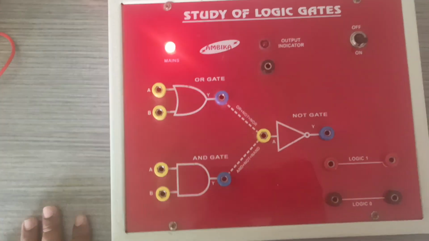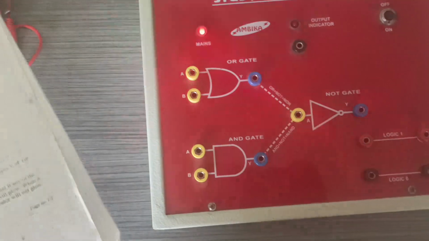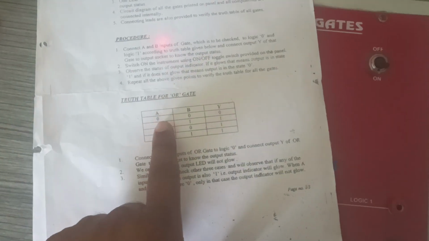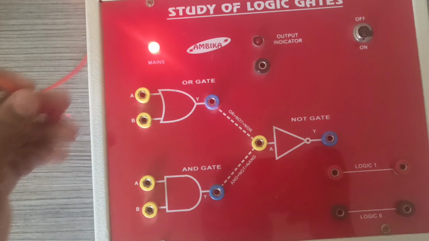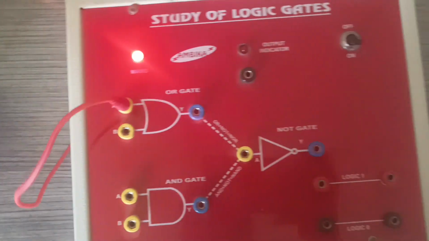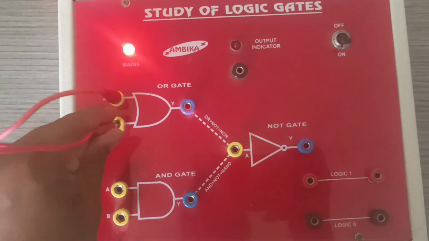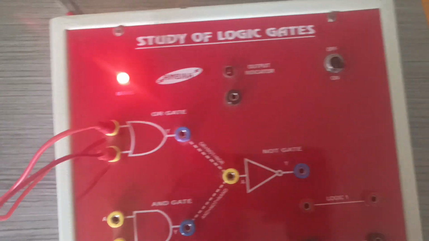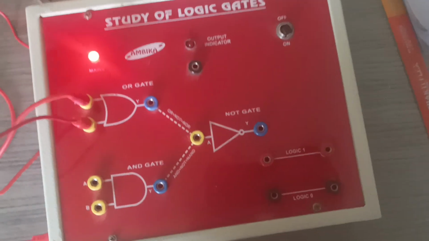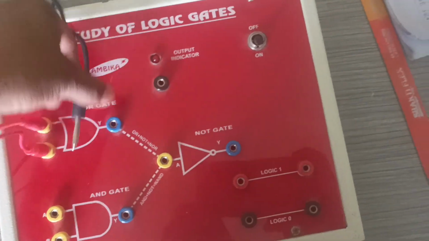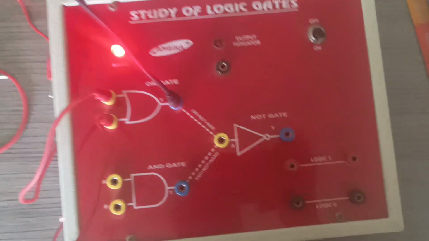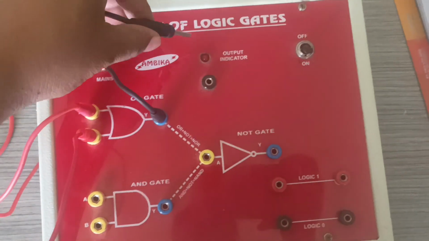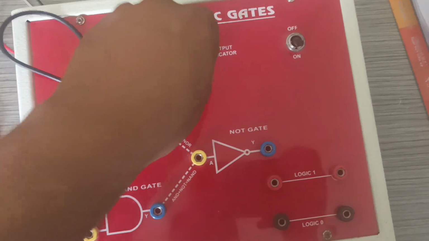Now we'll discuss which table is first. The OR gate we'll discuss first. In the OR gate we have two inputs, one is A and another input is B, and we have one output. The output is connected to the output indicator. This is the output of the OR gate, and this output is connected to the output indicator, this one.